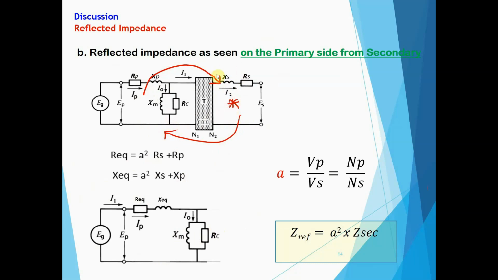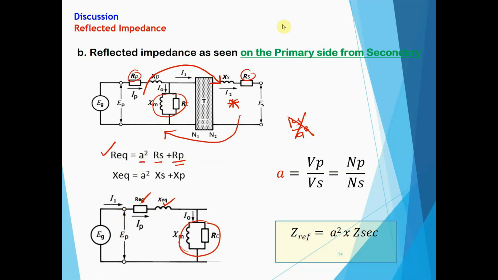If I reflect the secondary impedances into the primary, I combine RP and RS. So R equivalent is equal to A squared RS plus RP. If you are reflecting to the other side, to the primary, it should be A squared RS. It's not RS over A squared when you are converting, so that would be wrong. That is the difference. Okay, we have REQ, XEQ, and now we have reflected it on the other side.